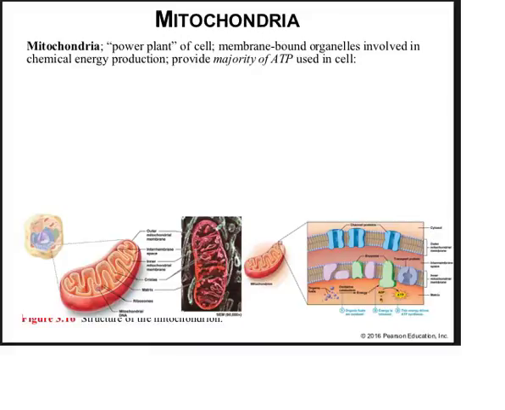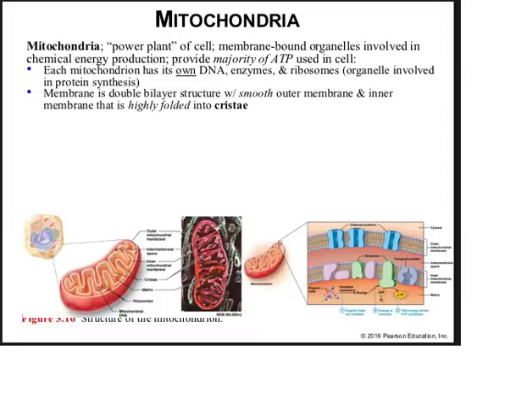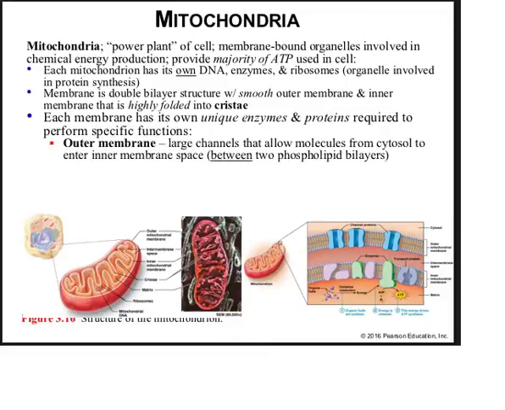Mitochondria are described as the power plant of the cell. These are membrane-bound organelles involved in chemical energy production, and they provide most of the ATP used in the cell. Each mitochondria has its own DNA, enzymes, and ribosomes, which, we're going to find out, are organelles involved in protein synthesis. The membrane is a double bilayer. It has a smooth outer membrane, and the inner membrane is highly folded into little ridges and grooves known as cristae. Each membrane has its own unique enzymes and proteins required for specific functions.